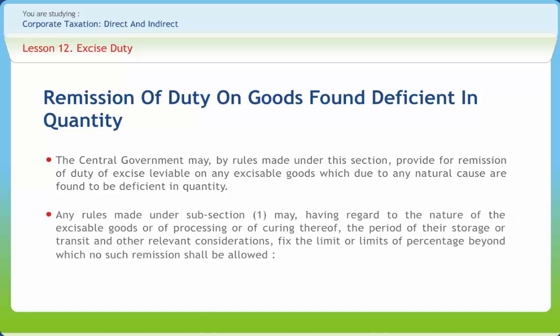Any rules made under subsection 1 may, having regard to the nature of the excisable goods, or of processing or of curing thereof, the period of their storage or transit and other relevant considerations, fix the limit or limits of percentage beyond which no such remission shall be allowed, provided that different limit or limits of percentage may be fixed for different varieties of the same excisable goods, or for different areas, or for different seasons.